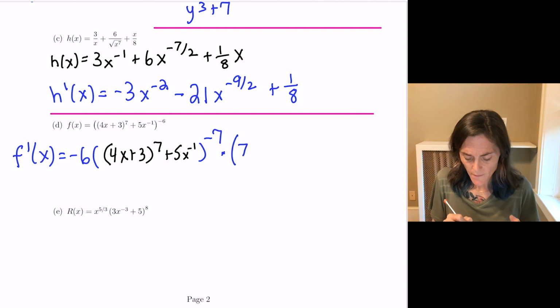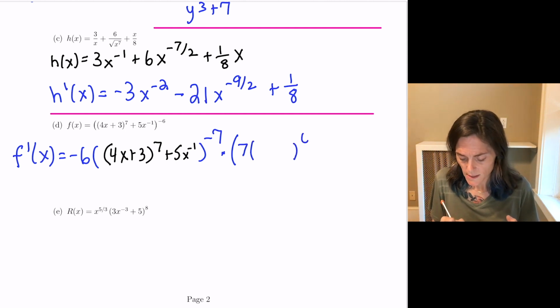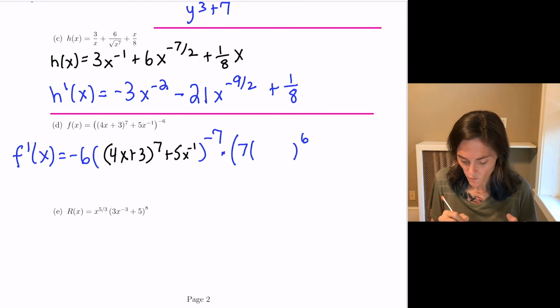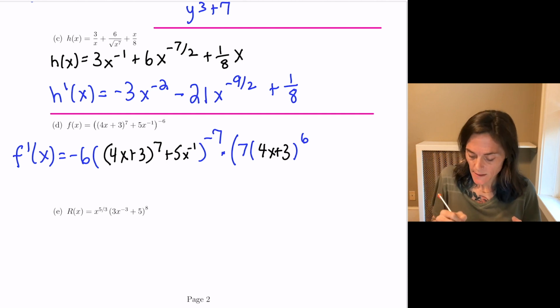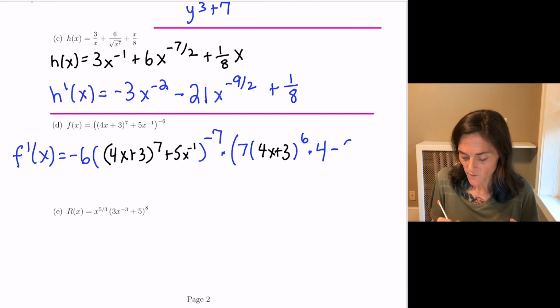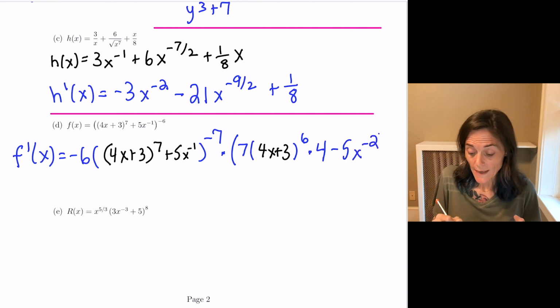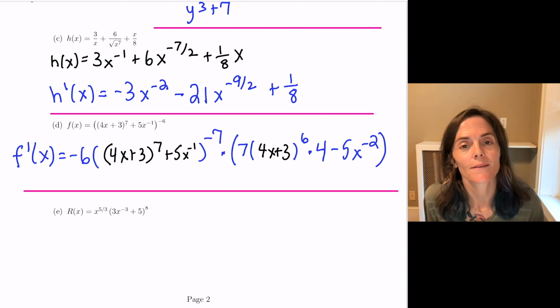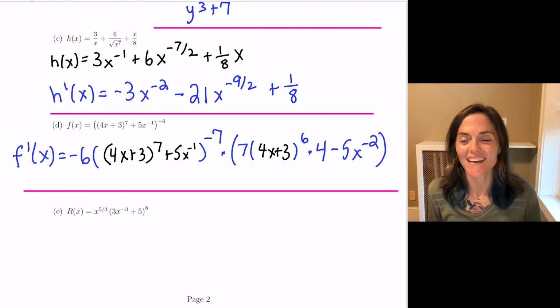Well, we have the 7 to the 6. Put in the entire inside function, so 4x plus 3, times derivative of the inside function. And then we have minus 5x to the minus 2. It's important we get our parentheses right in these questions. Otherwise, it's quite confusing to look at your work.